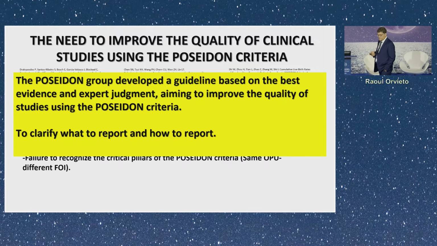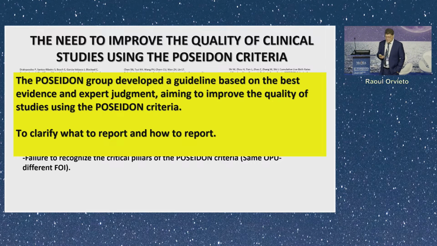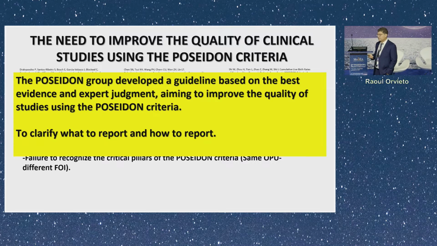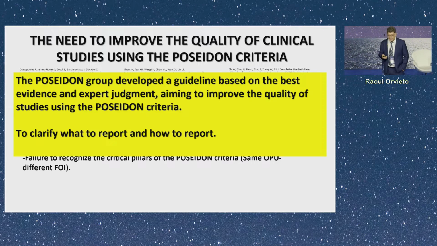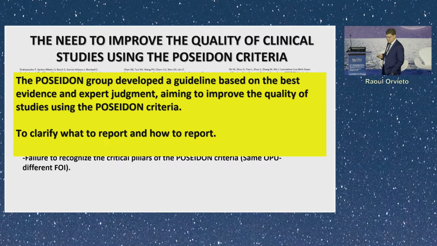This is why the POSEIDON group developed guidelines based on the best evidence and expert judgment. The aim of the guidelines was to clarify what to report in studies that relate to the POSEIDON criteria and how to report. And all of this was to improve the quality of studies using the POSEIDON criteria.